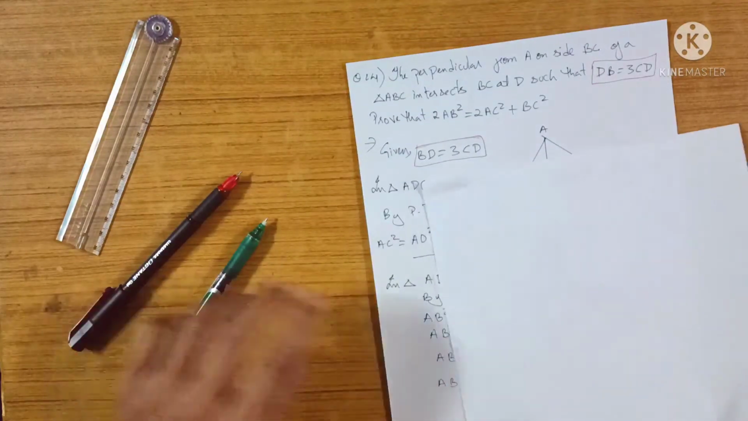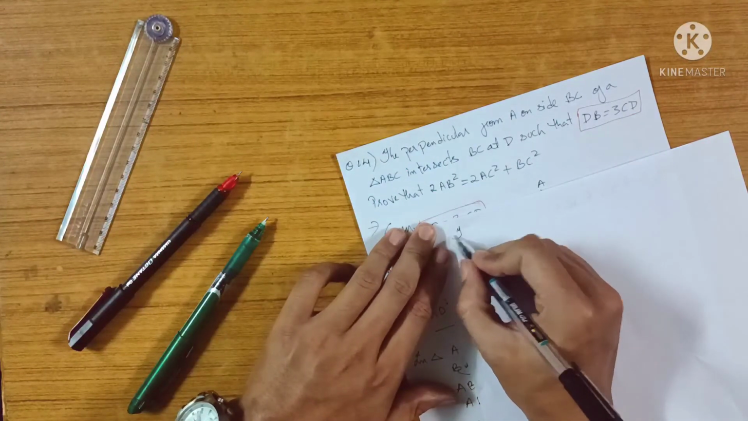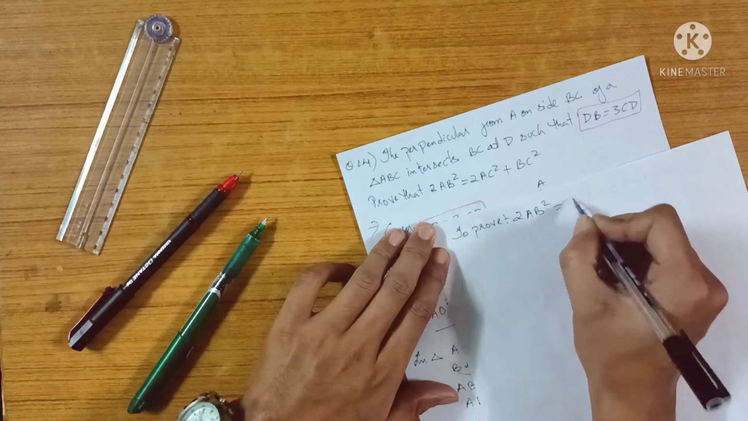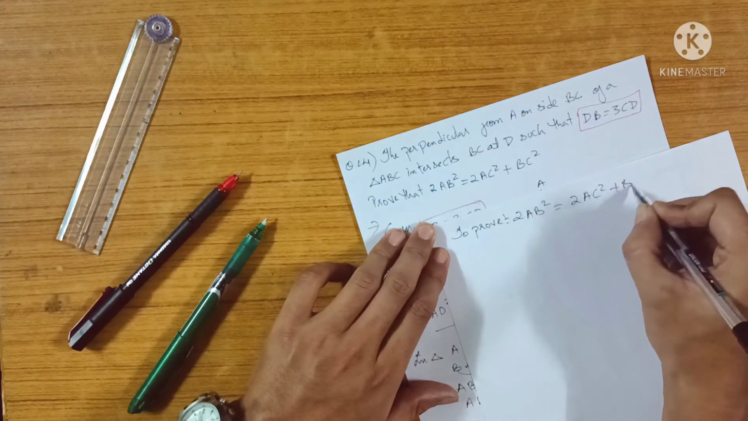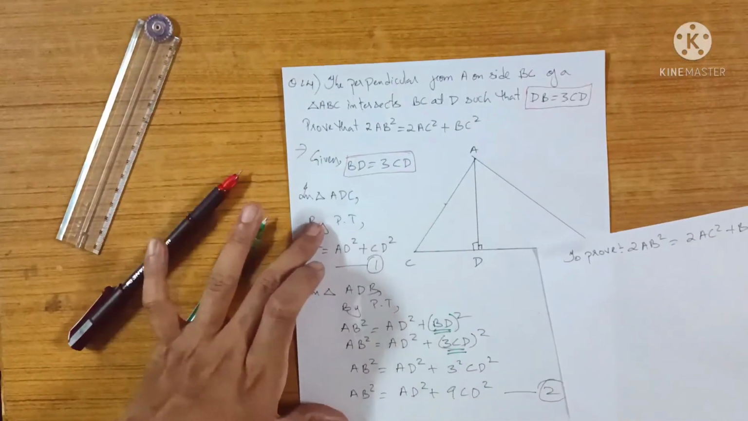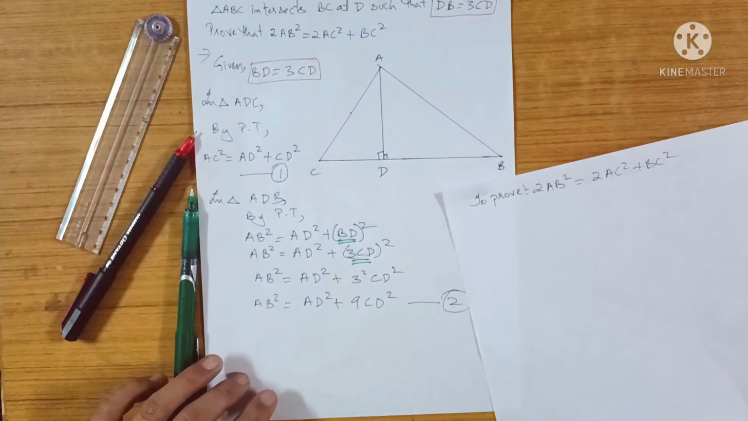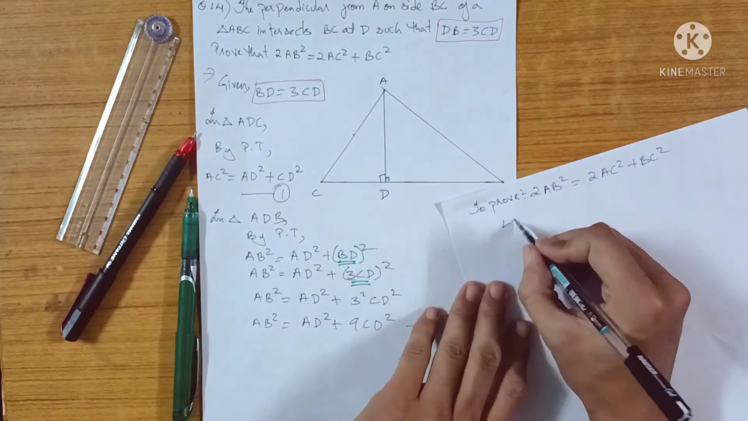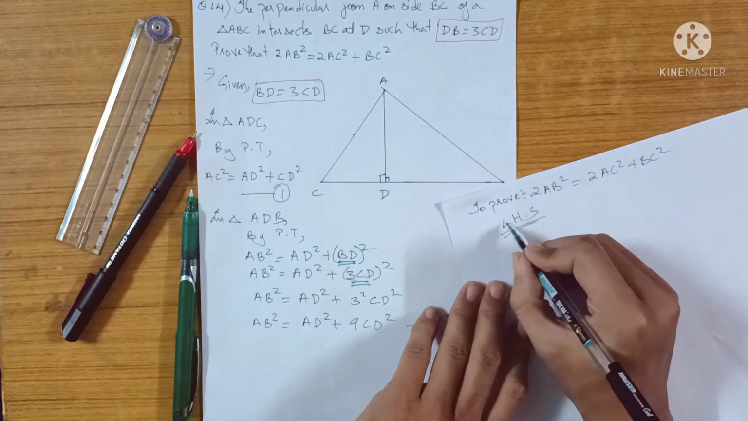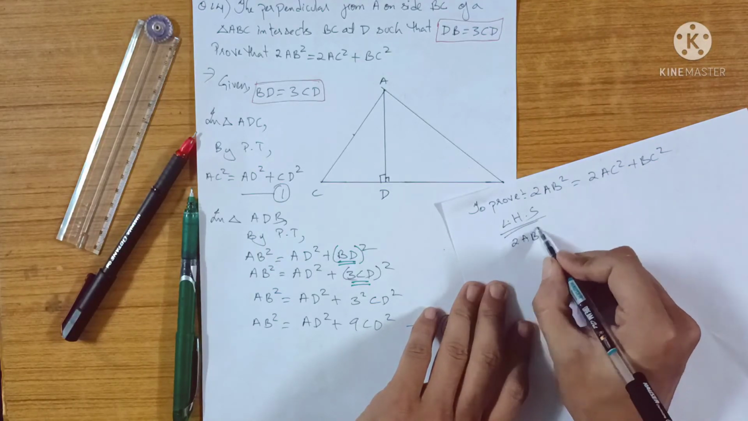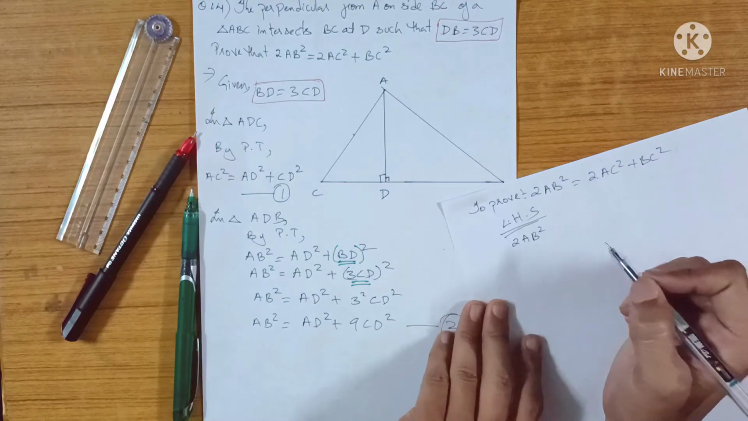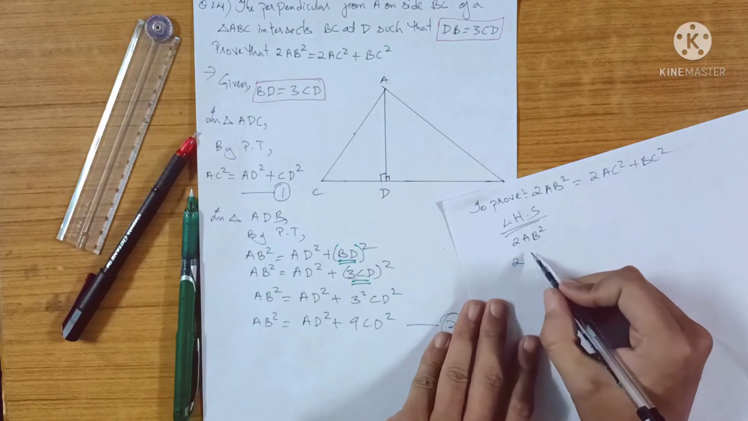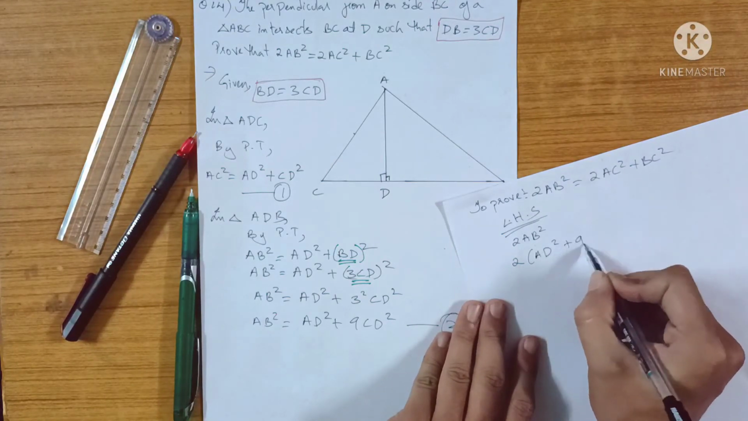Now let's go to the proof part. The proof. 2 times AB square equal to 2 AC square plus BC square. And then we'll just use whatever we can from here. Okay, let's keep this on the side so we can see what we can use. So let's do LHS first. LHS 2 AB square, right? So we have AB here, so we can use this. So 2 times, instead of AB, I can write AD square plus 9 CD square.